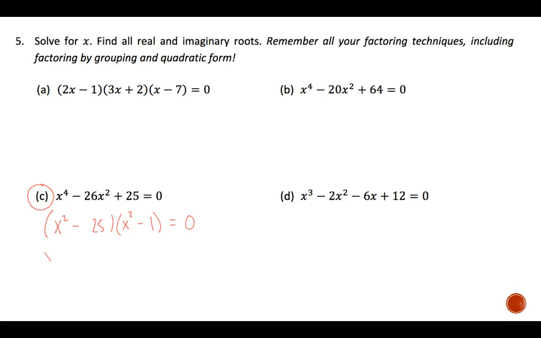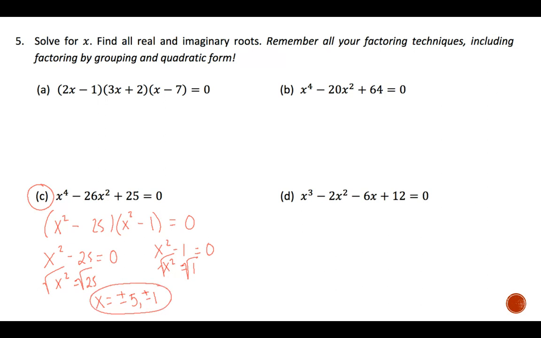So then I'm going to use the zero product property to set each term equal to 0. I guess there's 2 things I could be doing. So you've got x squared equals 25, and when you go to take the square root, you get x is plus or minus 5. Here you get x squared equals 1, and when you go to take the square root, you get plus and minus 1.